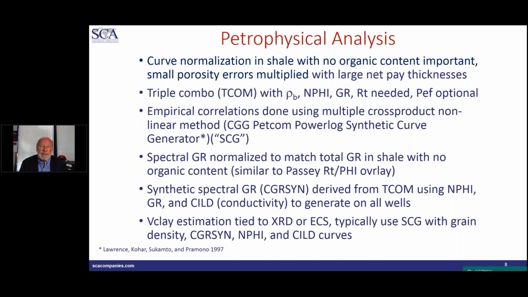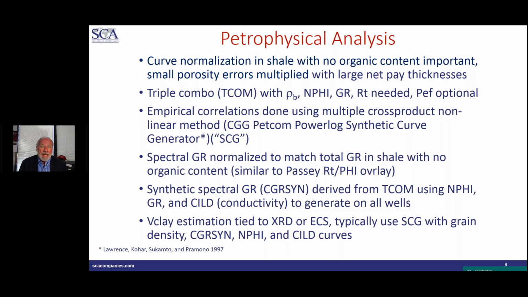First thing we do is we normalize the spectral gamma ray. We always like to have a spectral gamma ray somewhere in the field. It just has to be one, maybe two, but usually it's one. Normalize that similar to the PHIE RT porosity overlay. Find a shale that doesn't have any organics or very limited organics, like your lower Wolfcamp C in the Midland Basin. Then, once you have a normalized spectral gamma ray, we develop a synthetic spectral gamma ray using the conductivity, neutron, and the raw gamma ray, and that way you've got a spectral gamma ray to use on all your wells, which is nice to flag your organics and also to use in your calculations.